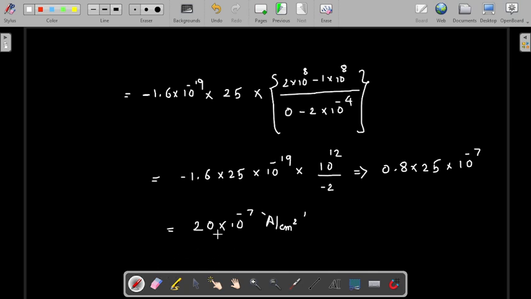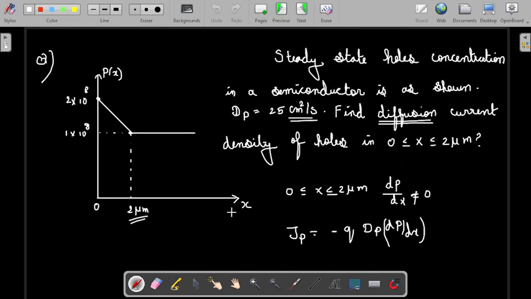Okay, so let me ask you another question. Let's consider this as part A, which we have solved here. In part B, find Jp. What will be the diffusion current Jp in the region above, where x is greater than 2 micrometer?